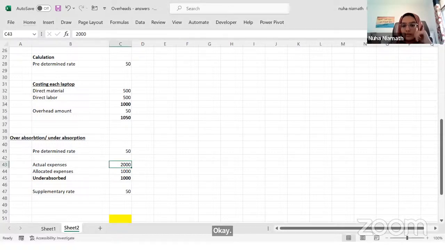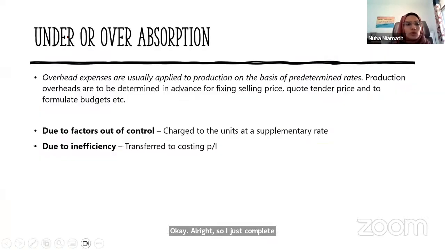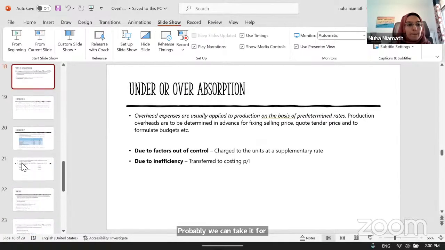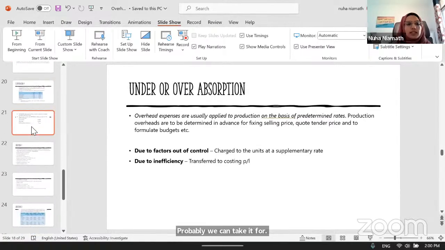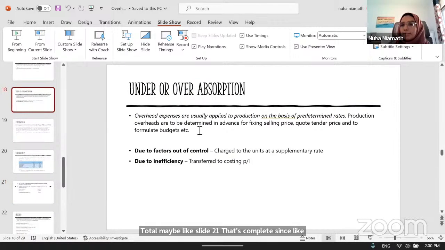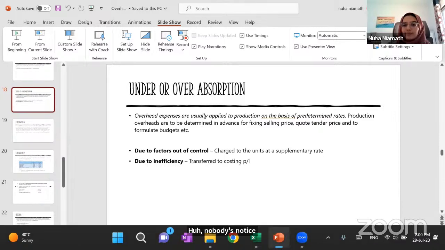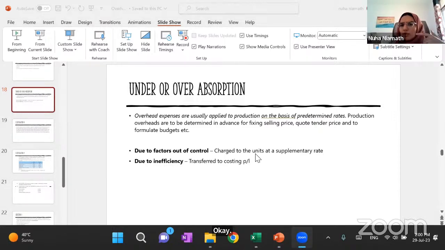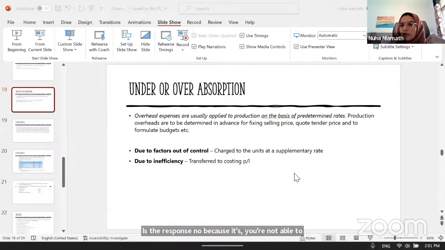So let me go back to my PPT. Probably we can take it till maybe slide 21. Let's complete till slide 21 and then we'll close. Is that okay? No worries, no worries. Okay. Is the response low because you're not able to understand what I'm saying? Okay.